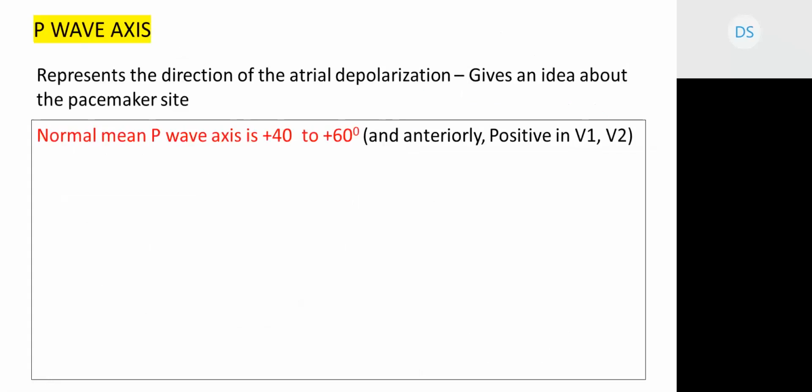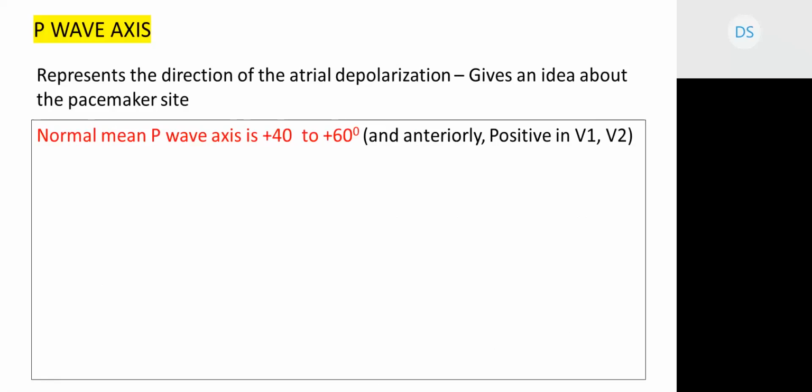Now, with this understanding of QRS complex, we will go to the P wave axis determination. Remember, the principles are exactly similar and nothing to get confused. The difference is that P wave axis decides the direction of atrial depolarization. And all of you understand that atrial depolarization starts from the sinus node, which is the pacemaker of the heart. But in abnormal situations, the pacemaker could shift somewhere else also. And hence, P wave axis gives us an idea about the pacemaker.